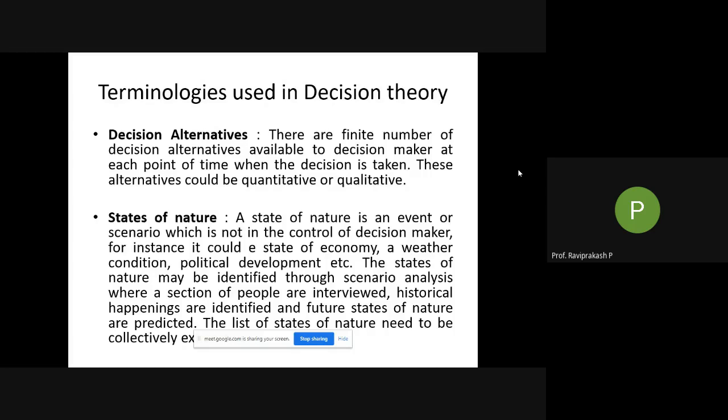Again, my example of you coming to the college. What are the different alternatives I told you? One is walking, cycle, then your own vehicle. Again, two types in your own vehicle, whether it is two wheeler or four wheeler. Or taking a bus or taking a shared auto. So these are the alternatives. Now, in what way are we looking at them? We are looking at them as quantitative or qualitative.